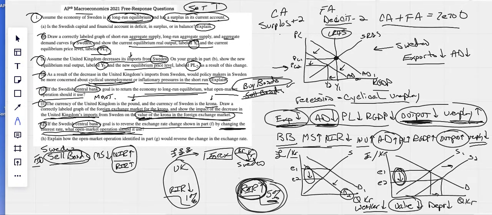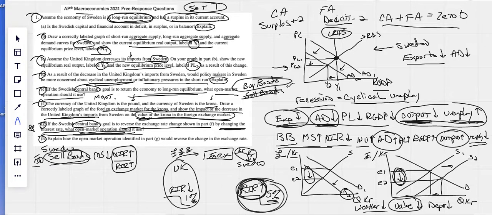Go back and look at some of those Forex things. It's a hard question because they kind of lead us in one direction to talk about buying currency or selling currency, and then they ask about the interest rate. Very tricky. All right, H, explain how the open market operation would reverse the change in the exchange rate.